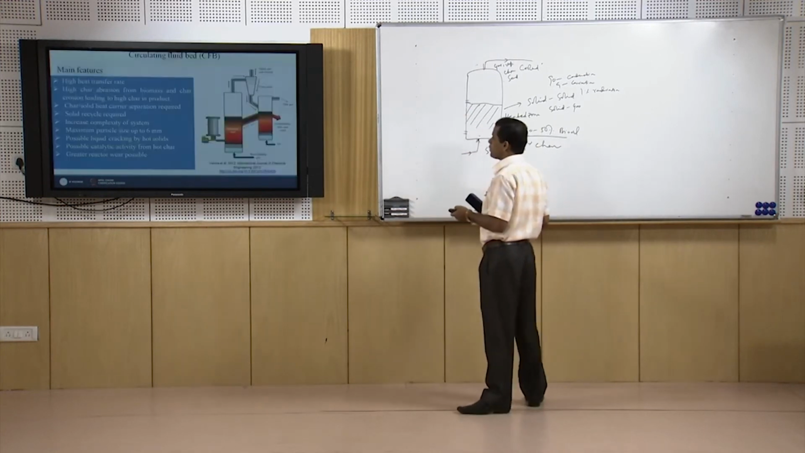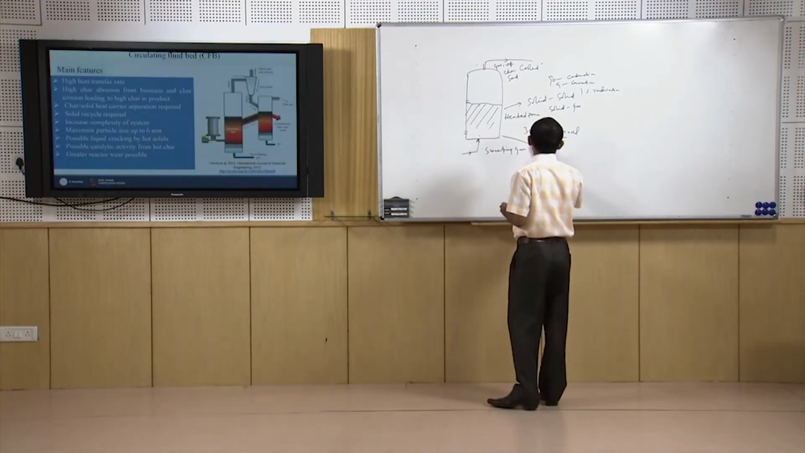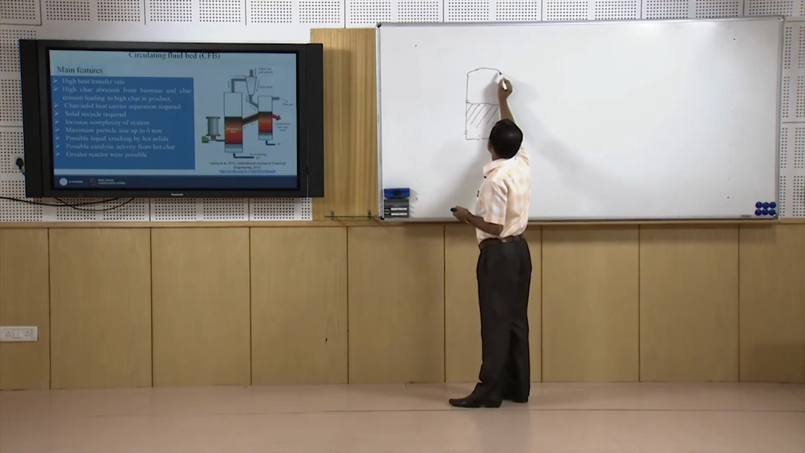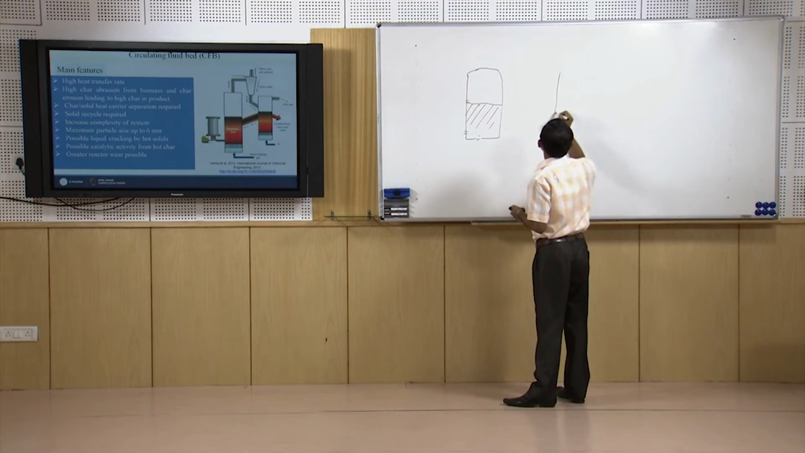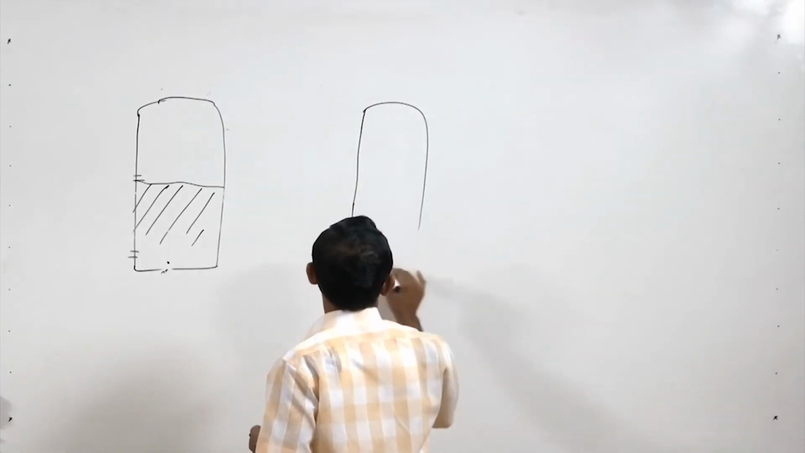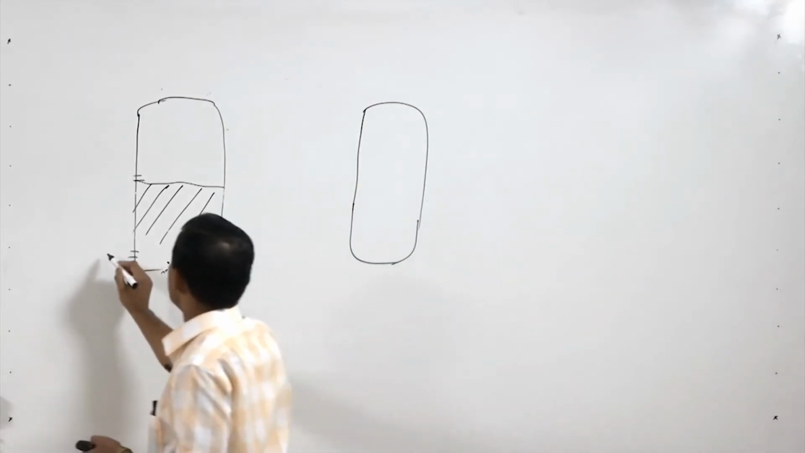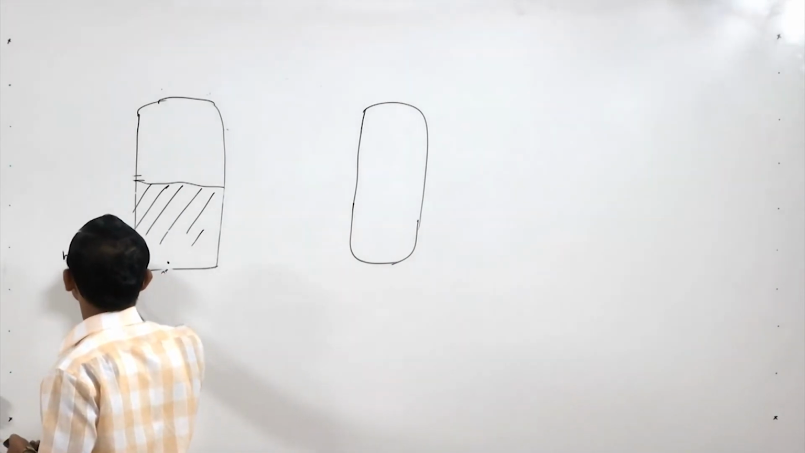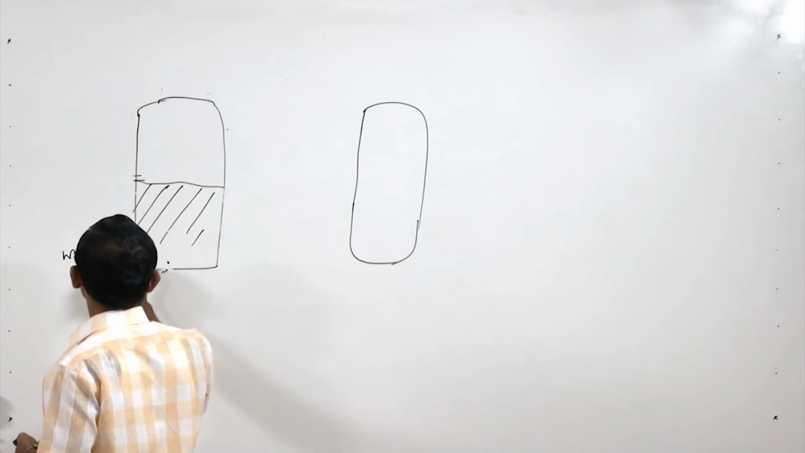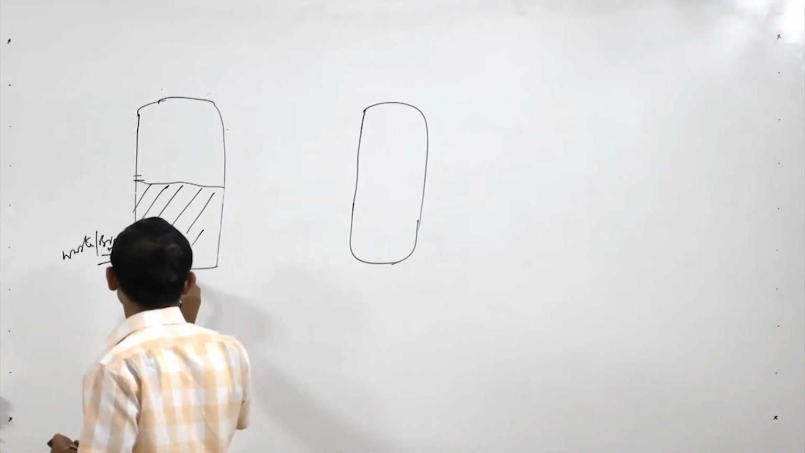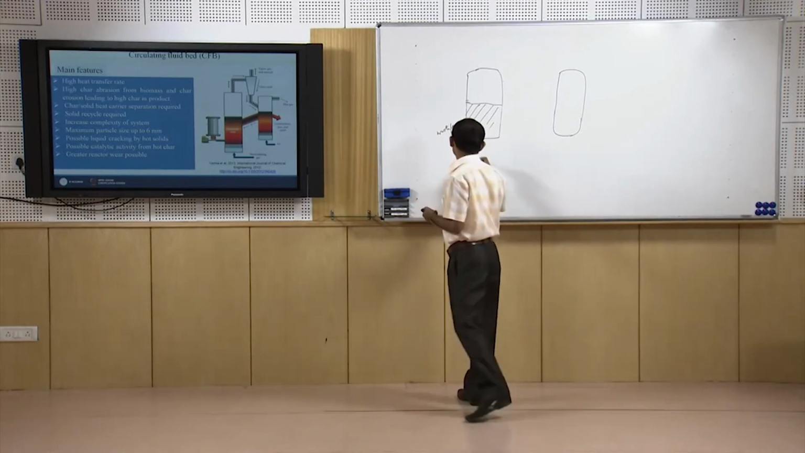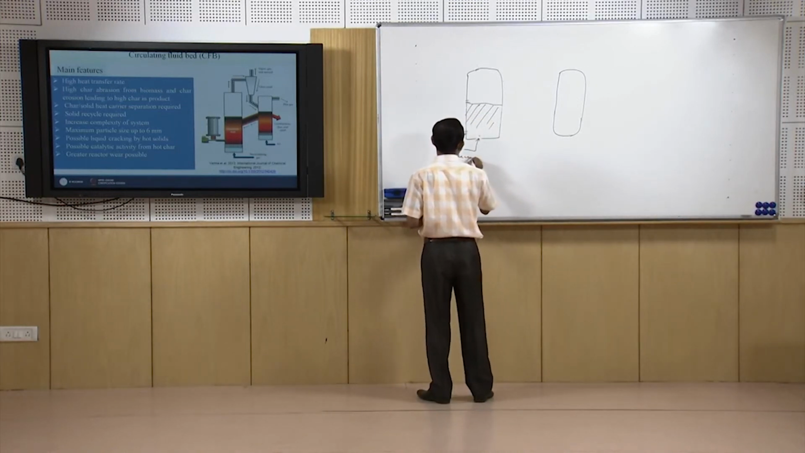Next, we will come to the circulating fluidized bed reactor. In the circulating fluidized bed reactor, two chambers are used. In the first, we put biomass or waste, and here we put recycling gas, recirculating gas.